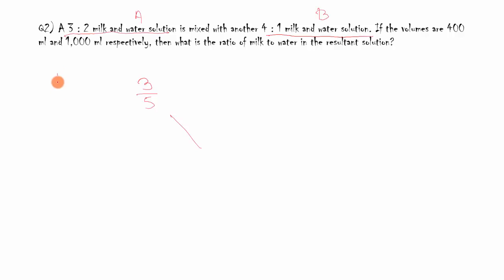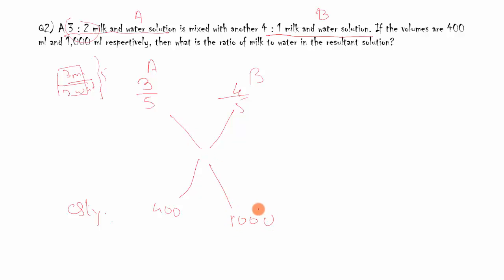3:2 milk and water, right? 3 milk and 2 water. So every 5 has 3 milk. So 3 out of total is milk. So we have mixture A, we have mixture B. The concentration of mixture B is 4 out of 5 milk. What are the weights, the quantities? The quantities are 400 liters of this concentration and 1000 liters of this concentration.